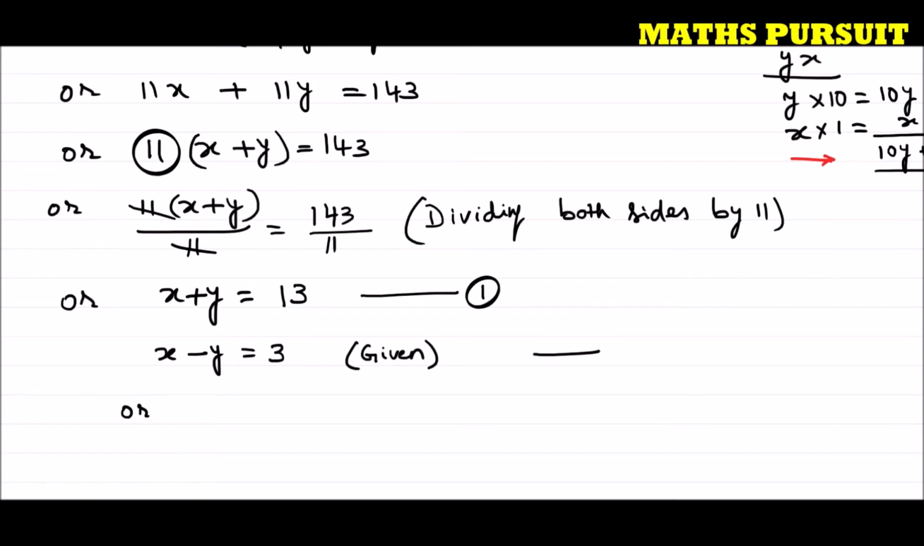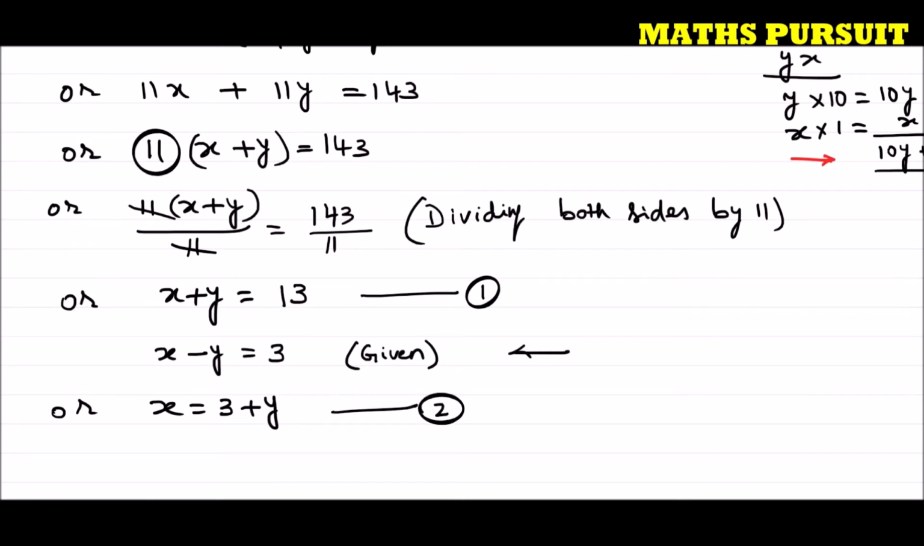Or I can write x is equal to 3 plus y. What we got is x is equal to 3 plus y. Let this be equation number 2.